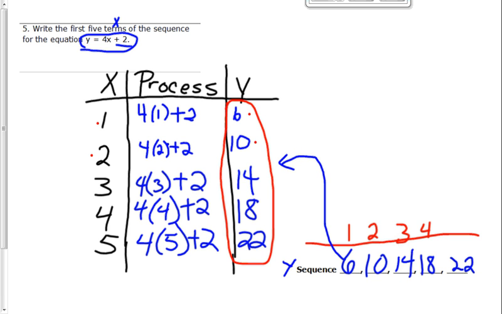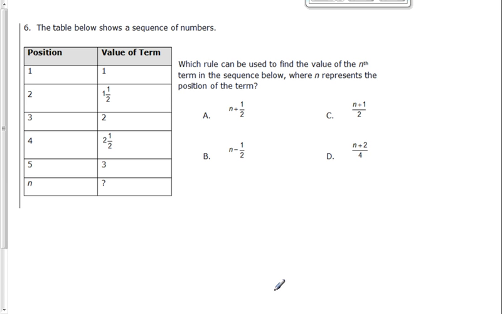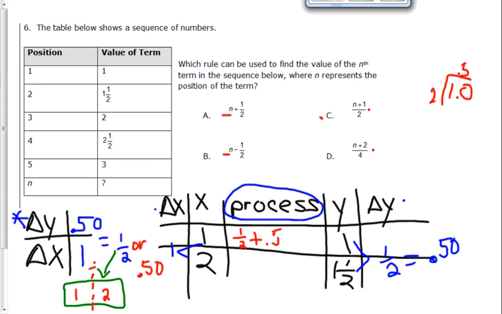Okay, moving on. Question 6. You're going to have some like these on your test on Friday, so I'm glad you're joining me today. It says the table below shows the sequence of numbers. So position 1 has an answer of 1. Position 2, position 3, and so on. What's missing is they're not showing us the process. So we might want to spread it out to do a little process column so we can find our delta y and delta x.